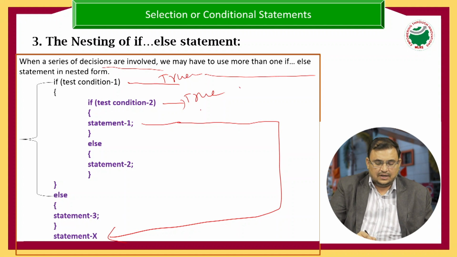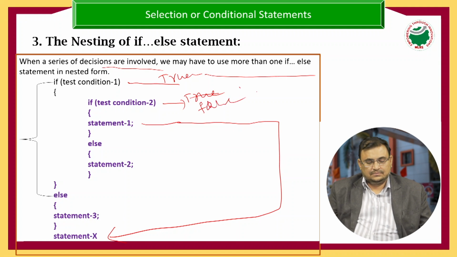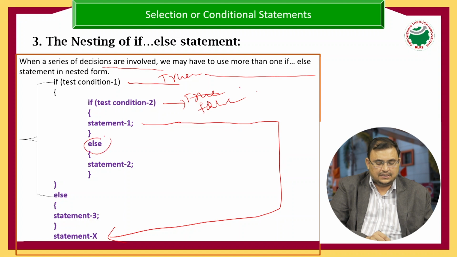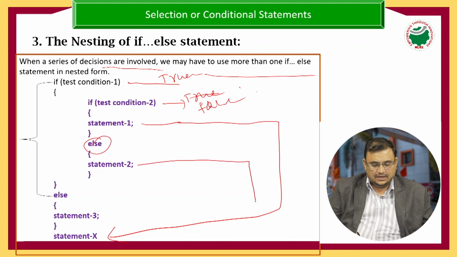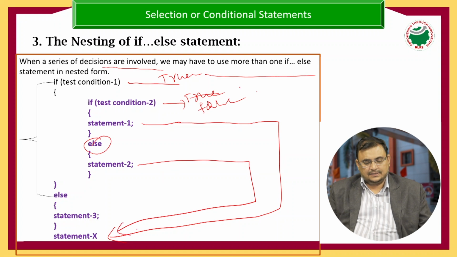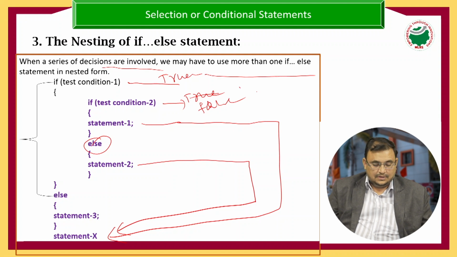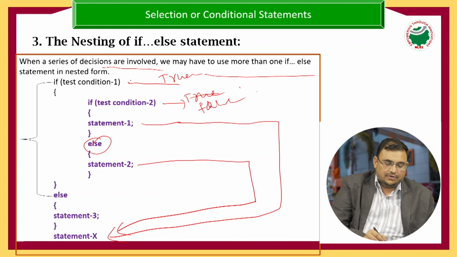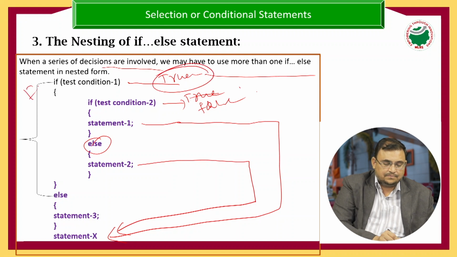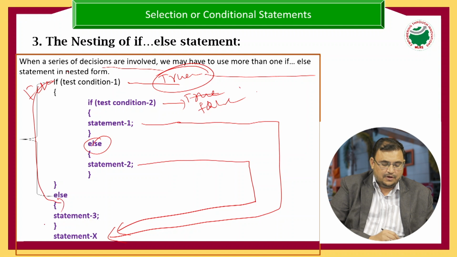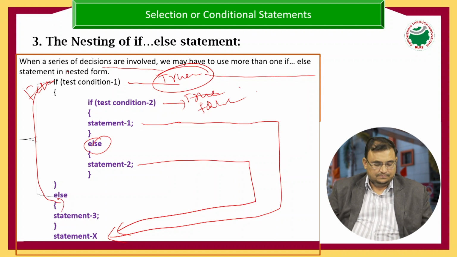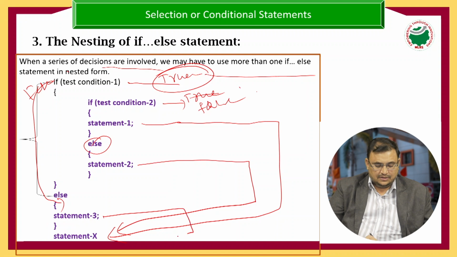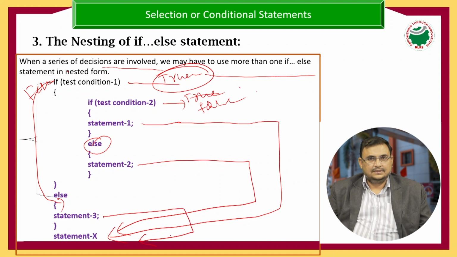Assume the first one is true and the second one is false. Test condition 2 is false. So here the else part for test condition 2, statement 2, will be executed, then control goes to statement X. The remaining statement 1 block and statement 3 block will be skipped. Now assume the test 1 condition itself is false. So it goes to the else part of the if statement. In the else part it executes statement 3, then control goes to statement X. So this is a nested if else statement.